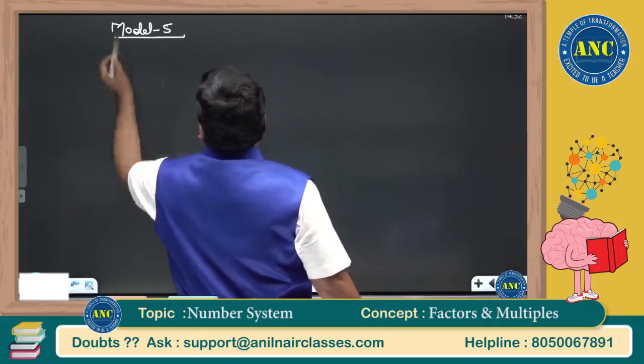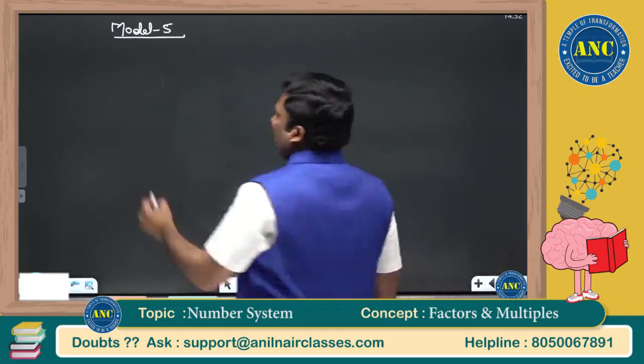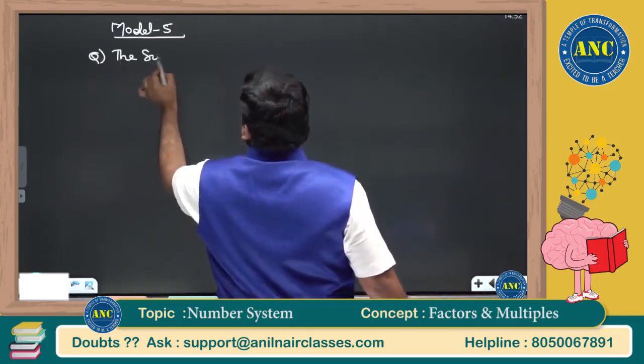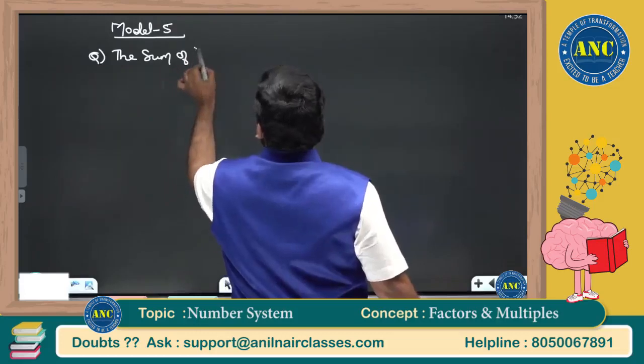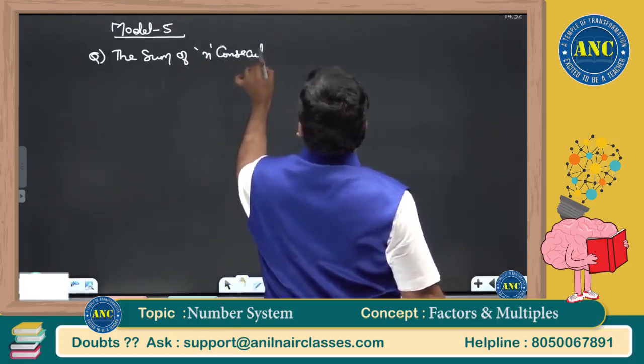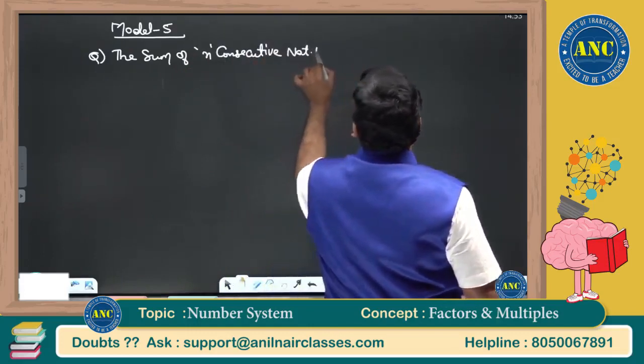Model number 5, factors, advanced level. Question is, the sum of n consecutive natural numbers.